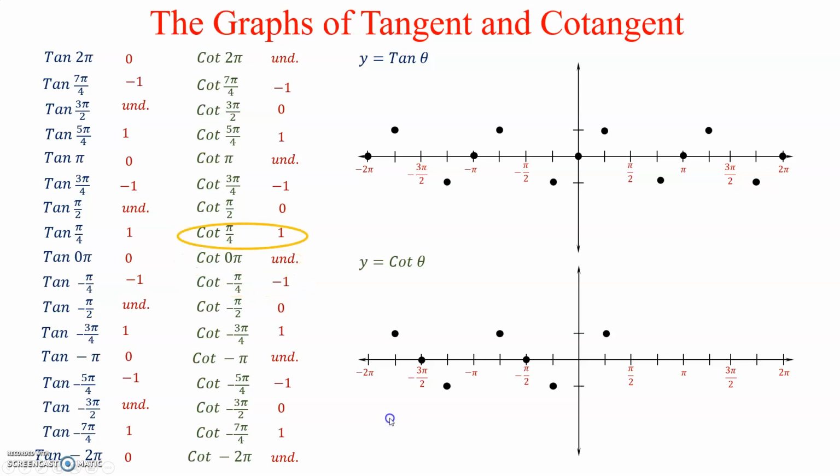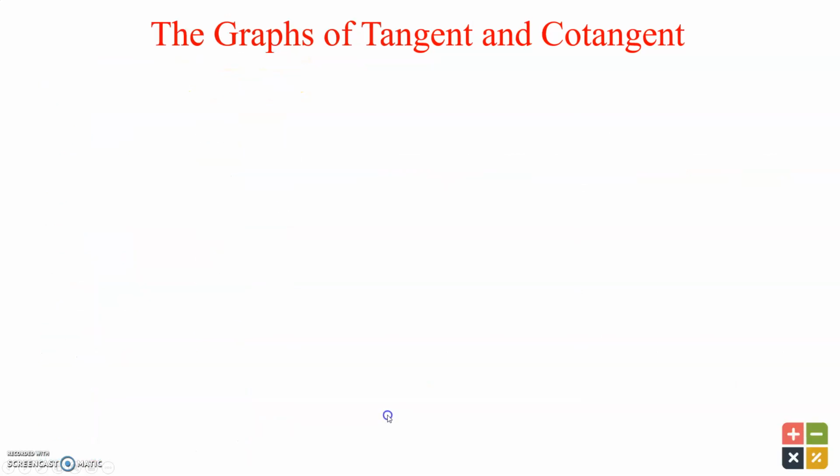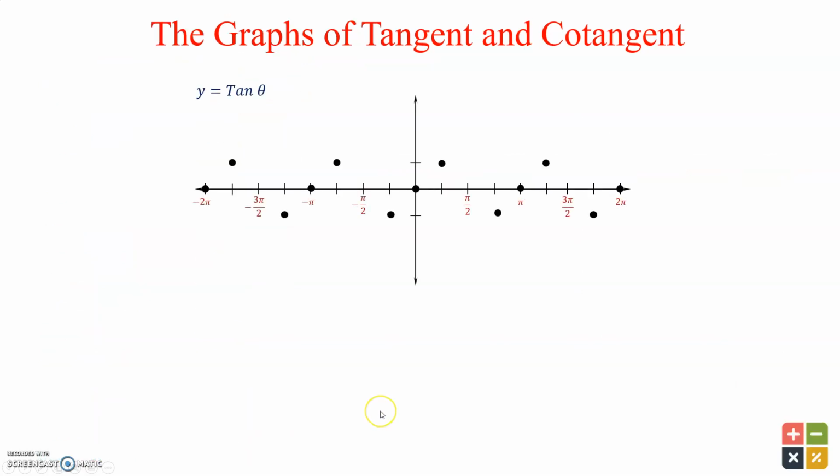Undefined, we skip. Pi over 4 is at 1. Pi over 2 is at 0. 3 pi over 4 is at negative 1. Skip it at pi, undefined. Back to the 1, then to the 0, then to the negative 1. Last value, undefined. So let's see what we got so far. This is what we have for tangent. These are the points that we've plotted. What we're now going to do is take a look at these undefined values.